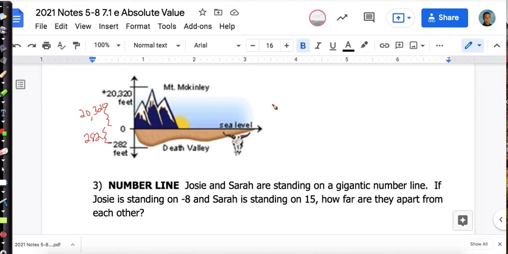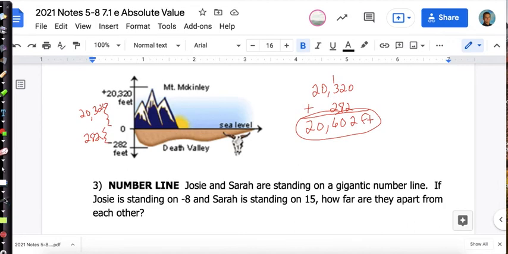So if I wanted to figure out the change in elevation there, I would combine these together. So 20,320 plus 282. 2 plus 0 is 2. 8 plus 2 is 10. Carry the 1. 3 plus 1 plus 2 is 6. And then I just add these up, 20,602 feet.